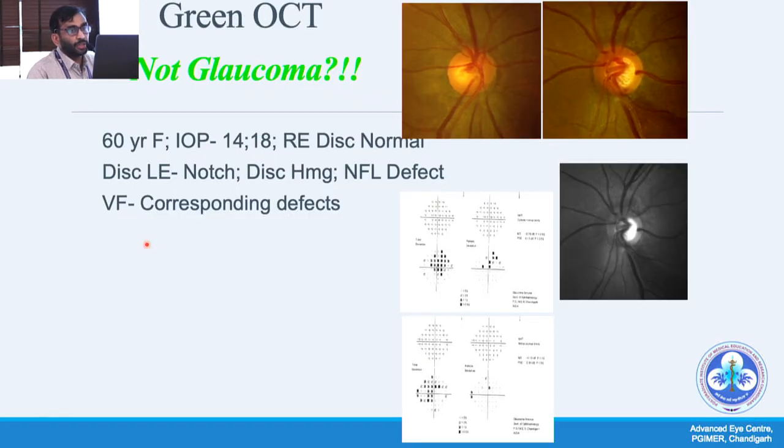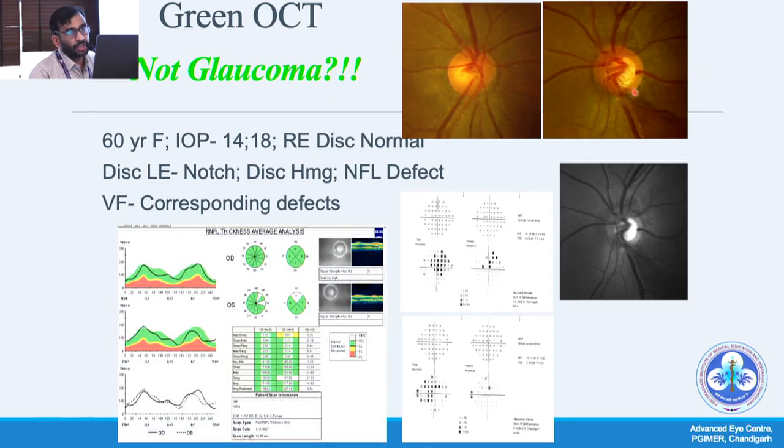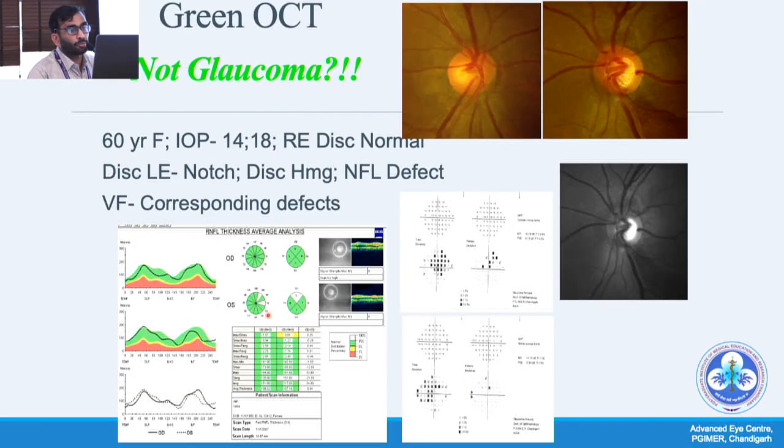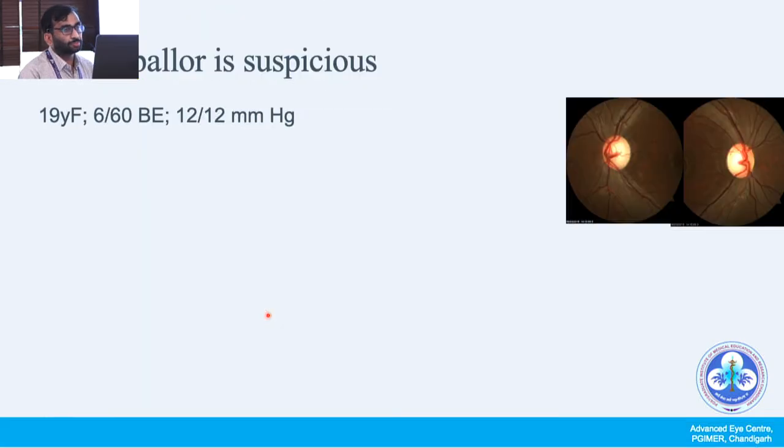So this is another patient. In the left eye you can see there is disc hemorrhage, neuroretinal rim thinning, and RNFL loss, but the OCT appears normal because of the disc hemorrhage. There can also be optic disc edema, which the OCT can label as white or green. So there is definite glaucoma, but the OCT appears green.